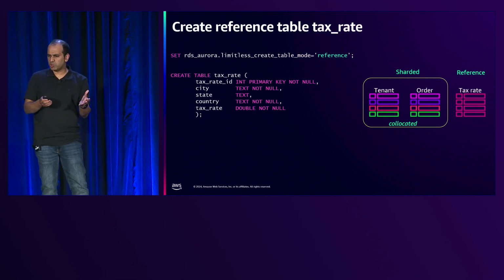So if you're looking to do sharding, and if you have a Postgres environment, definitely consider Aurora Limitless Database for that, instead of going through the hassle of manually doing sharding by yourself, right?